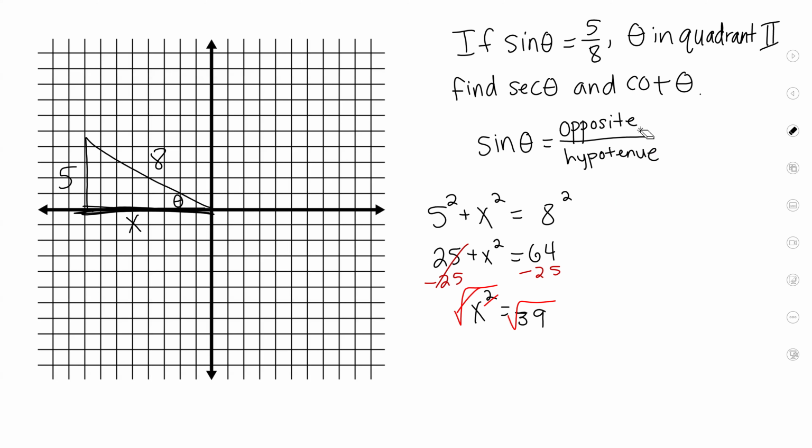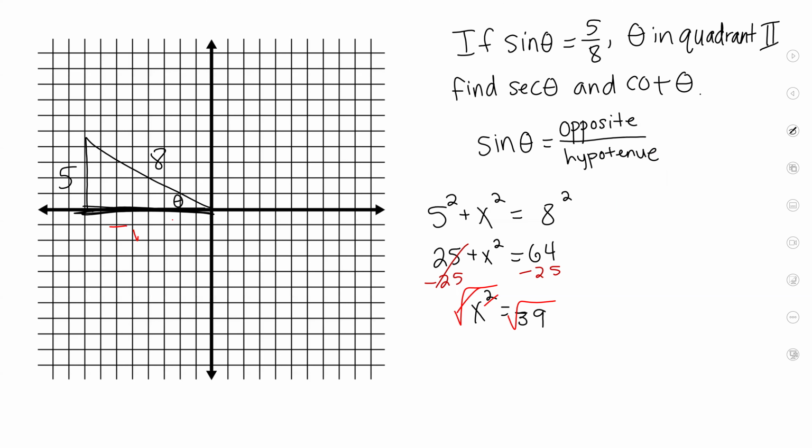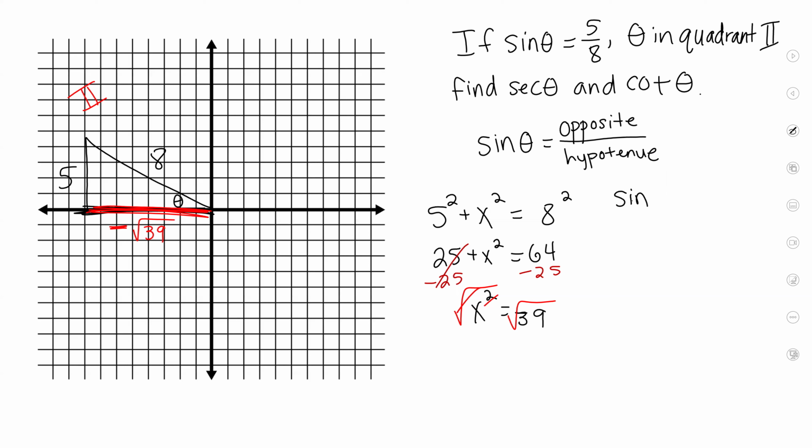So this missing side, the value is negative square root of 39. And the reason why I'm doing negative is because we moved this to the left. We're in the second quadrant. In the second quadrant, the x value is negative, right? That's why I have a negative square root of 39. Now that I have all of my sides, I can go ahead and find my different definitions. So sine of theta is, well, they gave that to me. Cosine is adjacent, so negative square root of 39 over the radius, which is 8, the hypotenuse.